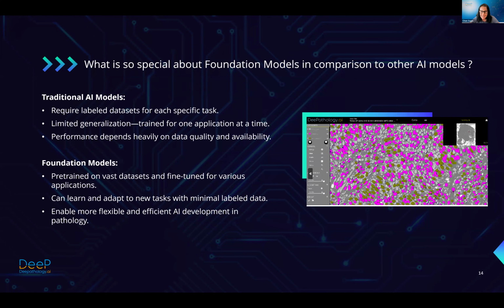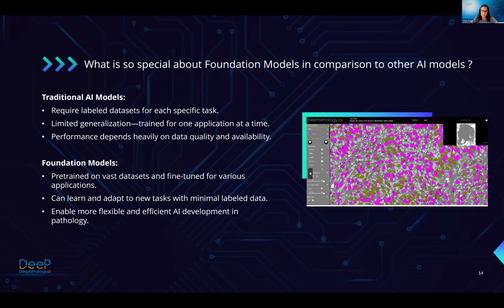So if we try to compare for a minute how foundation models are different from usual AI models: in traditional AI models, you really need labeled data sets for each specific task. For cell detection, the annotations of cells; for tissue segmentation, annotations of tissue. While in foundation models, we train our models on huge data sets, but using self-supervision.